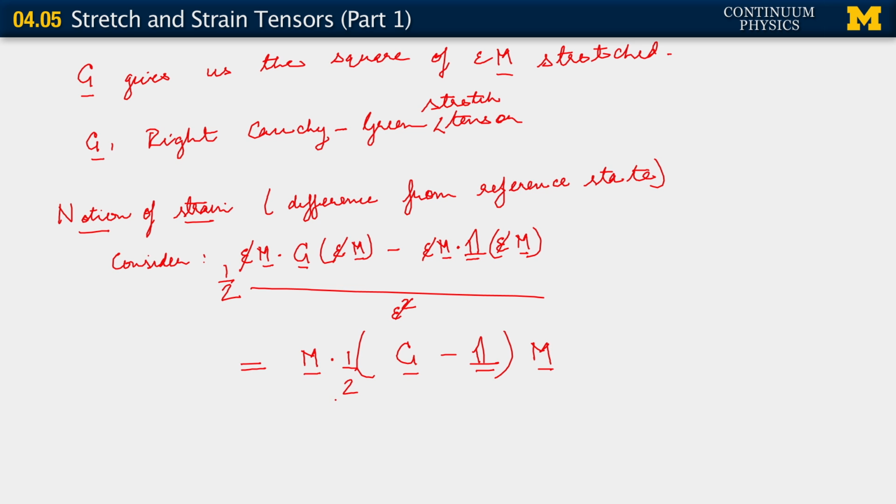So, what we have here now is a new tensor that we are going to denote with the letter E, but I will make it a bold-faced E. Okay? This is our first measure of strain. Okay? It also comes with a name. This is called the Lagrange strain tensor. Okay?